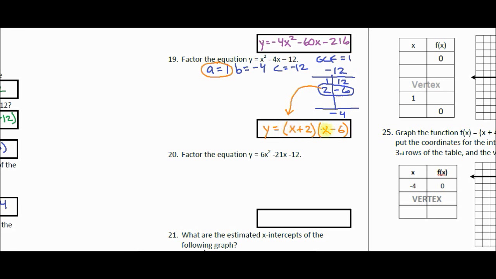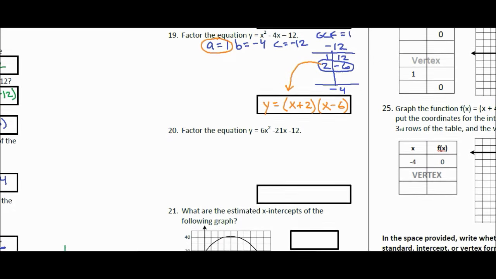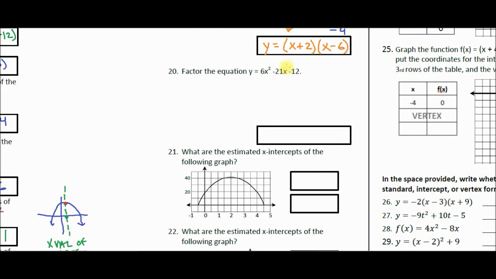In this case, if this is actually intercept form, you're not solving. So don't try to find the x-intercepts. If it said solve, you'd have to go to the next step and find the x values that change this equation to 0. But in this case, we're just doing the factoring. So factor this equation. Well, the first thing I'm going to look at is, what is the GCF?